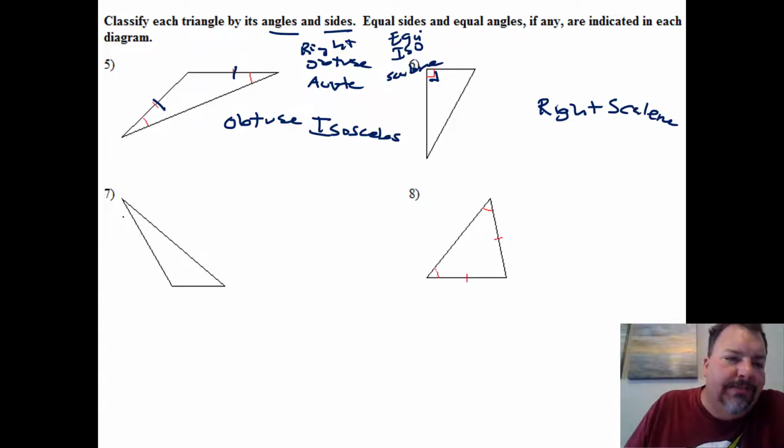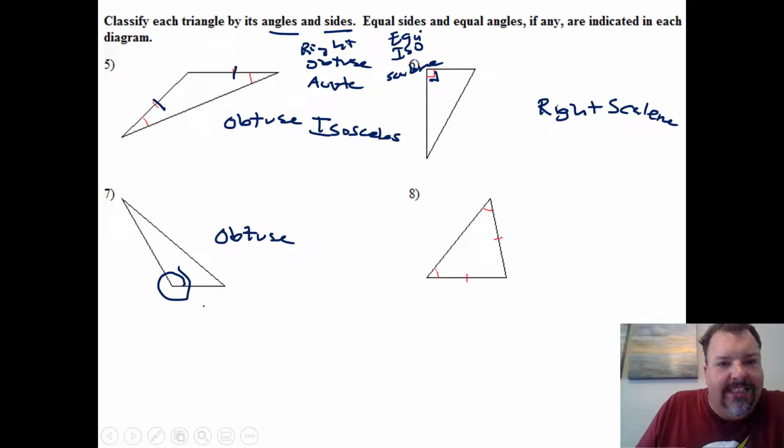For number 7, what do you think number 7 would be? Do you see a right angle? Do you see an obtuse angle? There is an obtuse angle. It's down here, and it only takes one. Now it's an obtuse triangle. Now you look at the sides. Do you have any sides that are the same? None of the sides are the same. So this would be an obtuse scalene.